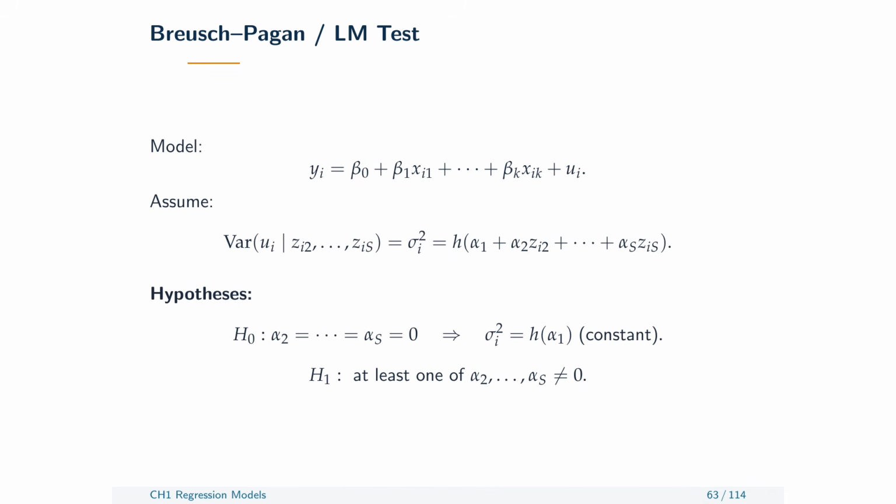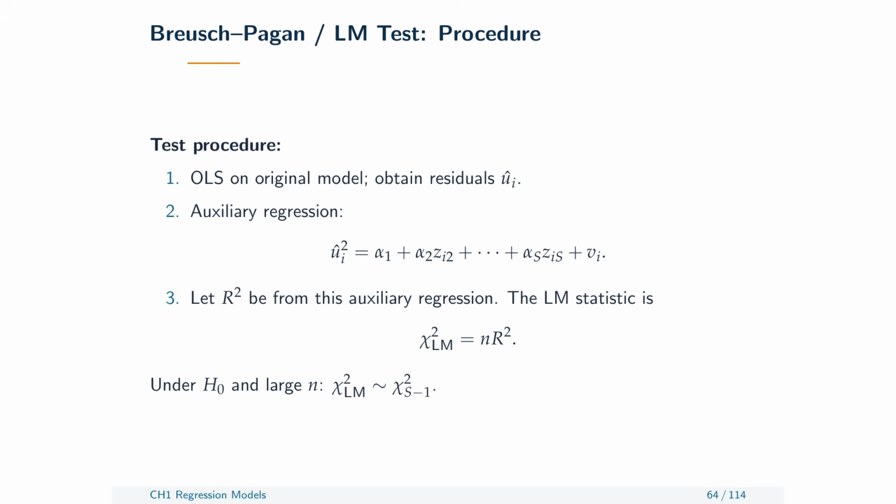specifies variables that may explain the variance. Under the null hypothesis, their non-constant variance coefficients are all zero. Under the alternative, at least one is not zero. The variance drivers may be the original regressors or other variables justified by the economic setting.